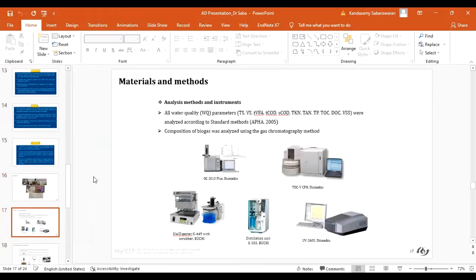So what are the analysis methods? All water quality parameters were analyzed, for example TS, VS, TV, FA, TCOD, SCOD, TKN, TAN, TP, TOC, VOC, VSS, according to the standard methods of APHA 2005. The composition of biogas was analyzed using the gas chromatography method. Here we can see some pictures: UV, TOC (total organic carbon), GC, the distillation unit, and then the Kjeldahl digestion unit.